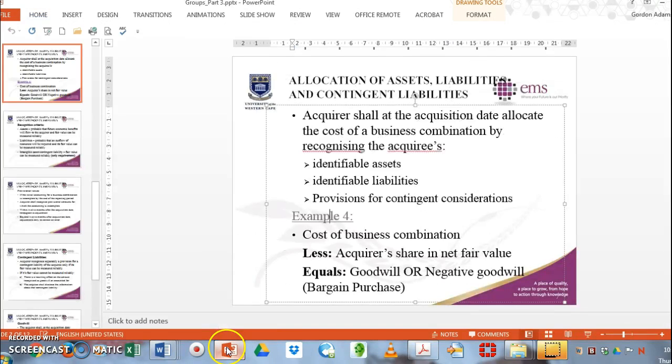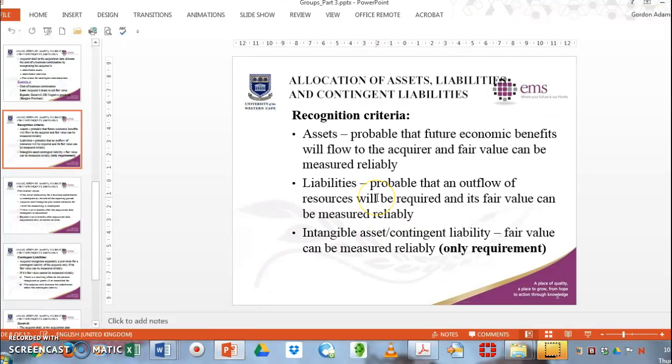So let's get back to our slides quickly. So what is the recognition criteria? Assets: it has to be probable that we will have future economic benefits and we can measure the fair value reliably. Liabilities: it must be probable that there will be an outflow of resources and the fair value can be measured reliably. Intangible assets, contingent liabilities: the fair value can be measured reliably. That's the only requirement.